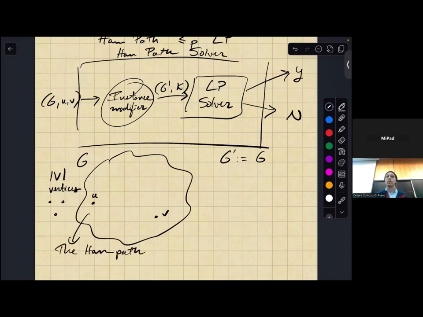No, we're assuming they're distinct. So that's a good point.